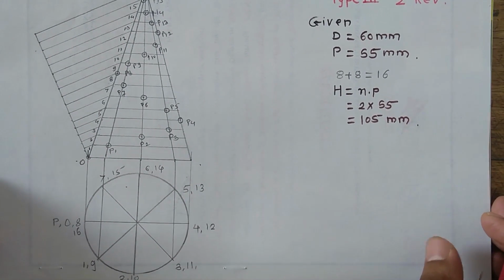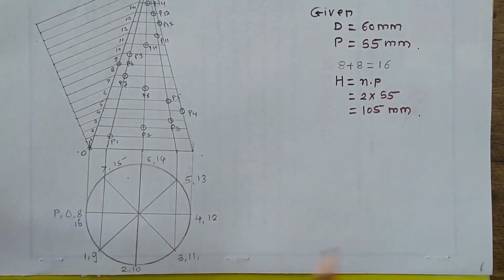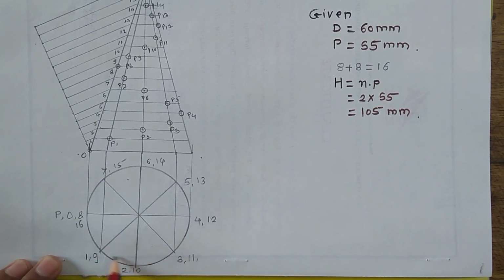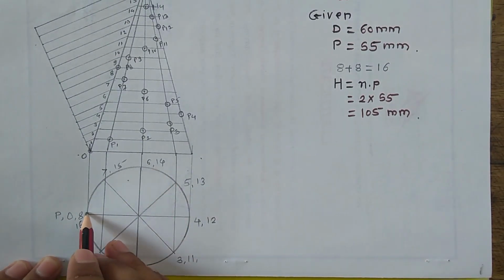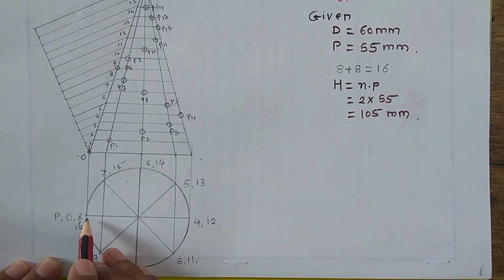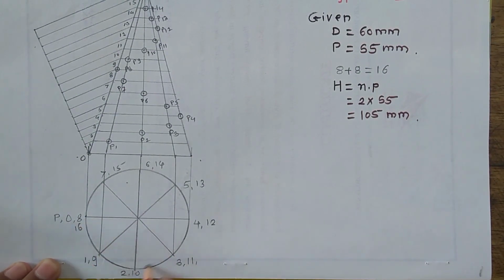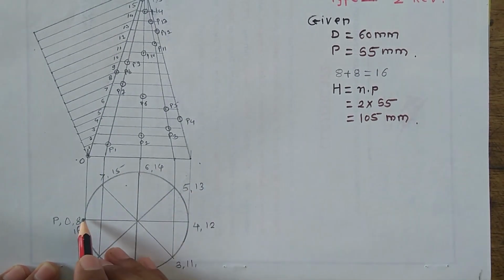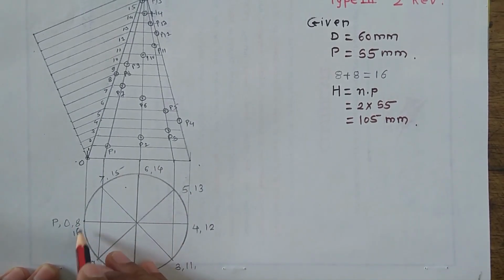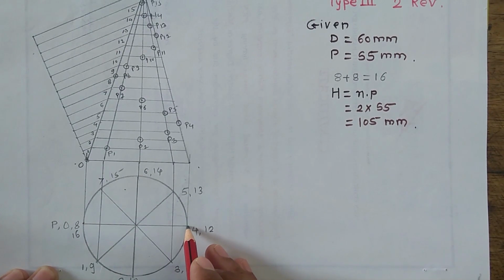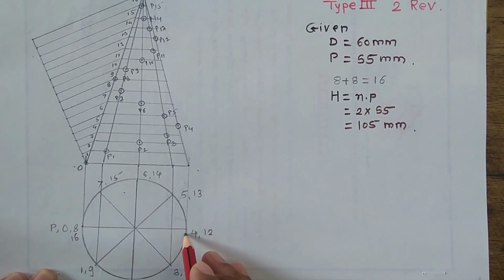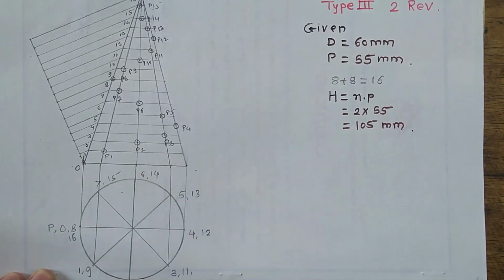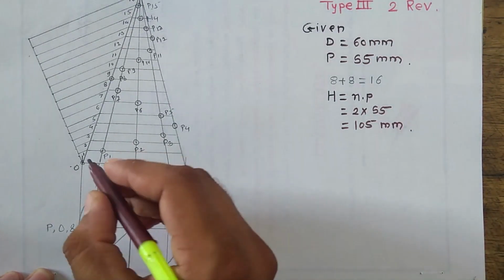For that purpose we have to look at the top view. Here our curve will start from 0 and it will complete one rotation here itself. So we can see that from 0 to 4 the curve will be visible, and 4 to 8 the curve will be invisible. Next, 8 to 12 the curve will be visible, and 12 to 16 the curve will be invisible. So we have to start to join.